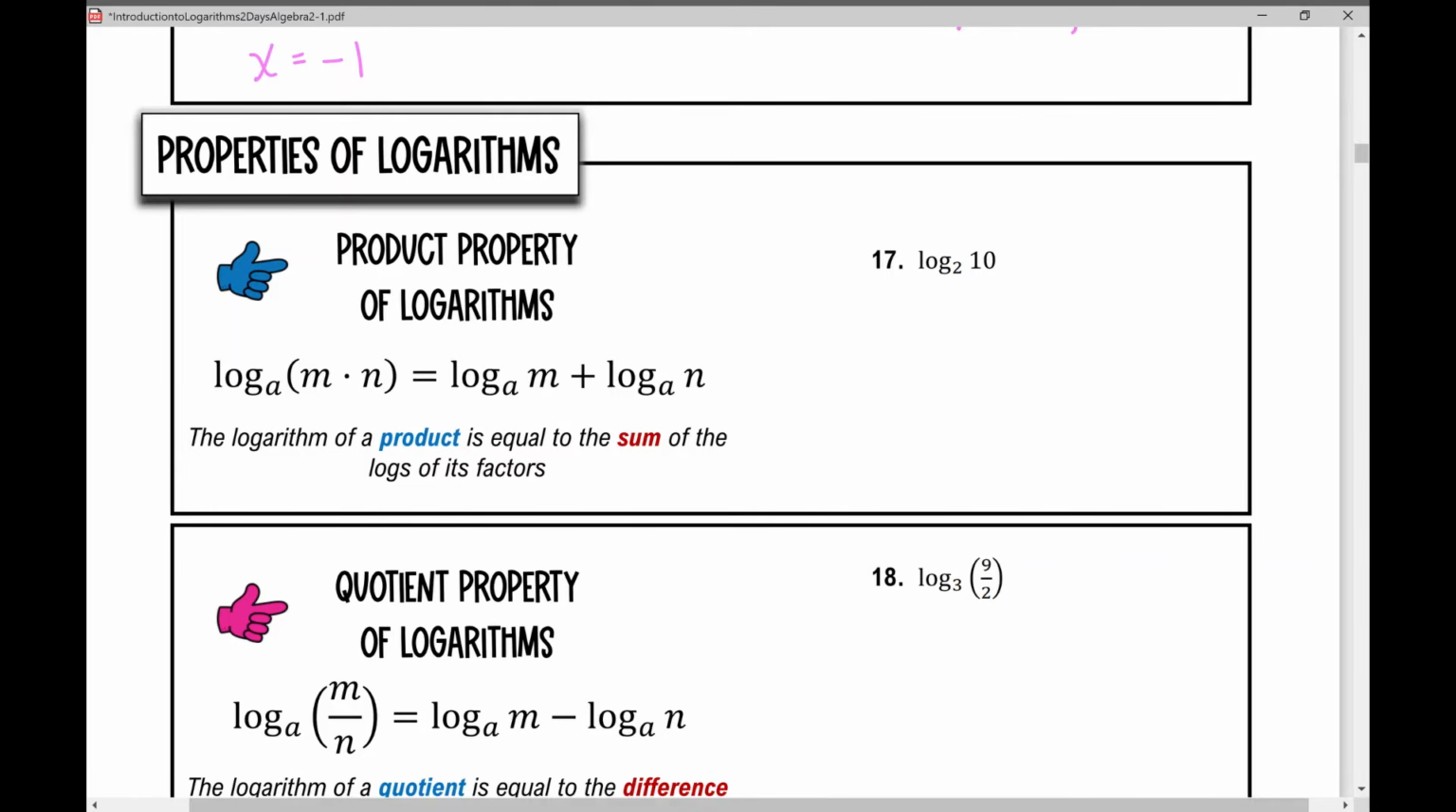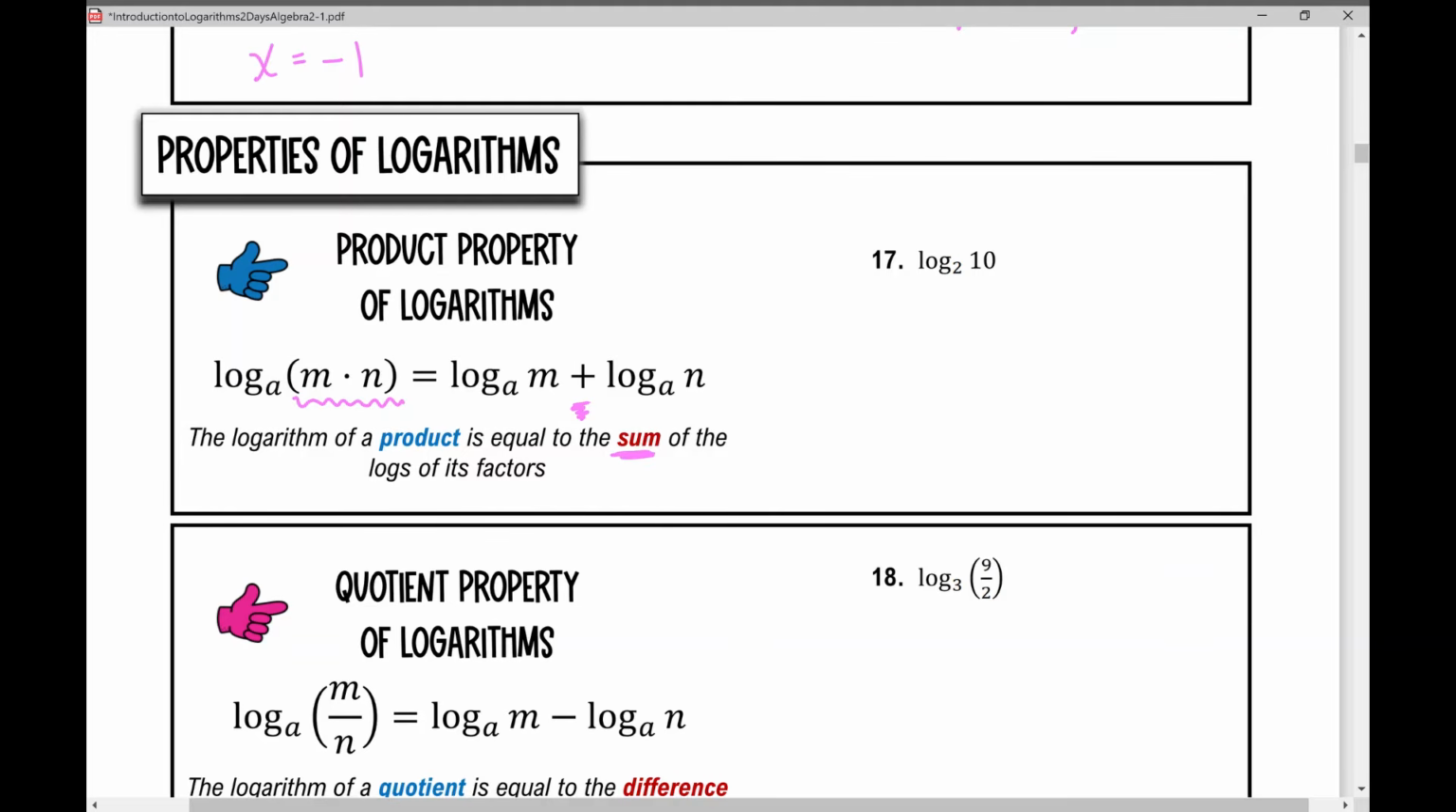So the product property, what does this state? This states the logarithm of a product. So whatever is in here, if it's a number and I break it out into two numbers, the main number is a product, and the two numbers are factors. So the logarithm of a product is equal to the sum of the logs of its factors. So what I can say is the log base a of m times n is equal to the log base a of m plus the log base a of n.